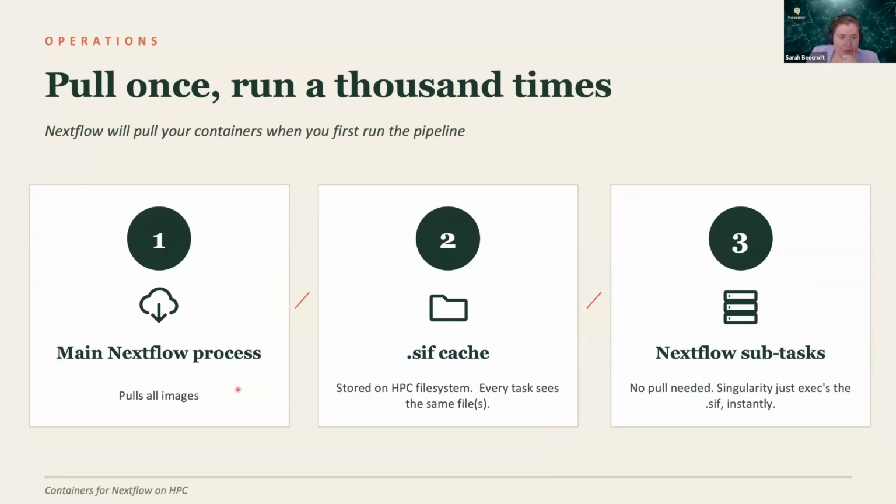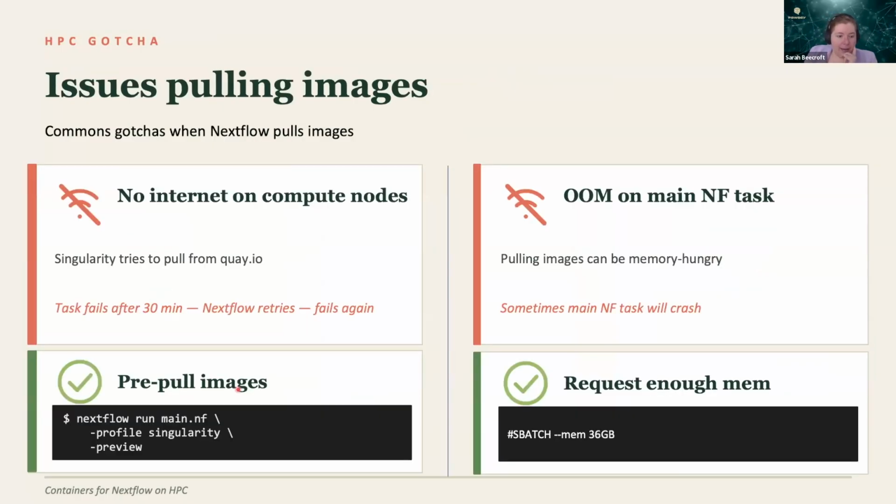And so, as I think we talked about, your main Nextflow process will pull the images, put them in a cache, and then all the subtasks will go, oh okay, the main Nextflow process has already pulled all these containers and I can just use them. But you can have some issues with the pulling of the images. So if you're running your main Nextflow task on a compute node with no internet, it won't work. So you might need to pre-pull the images from the copy queue if that has internet access. On Pawsey Setonix, not an issue, because everything can speak to the internet.